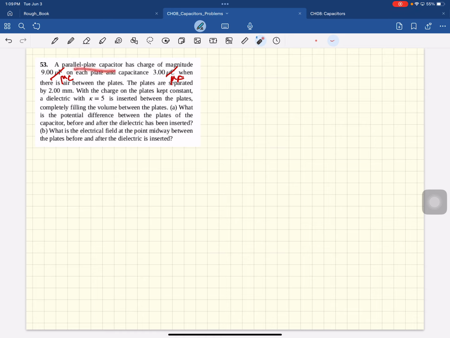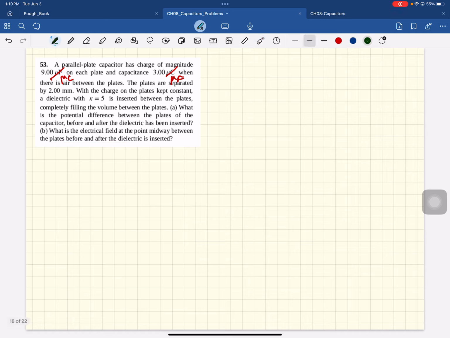A parallel plate capacitor has charge of magnitude 9 microcoulomb on each plate and a capacitance of 3 microfarads when there is air between the plates. The plates are separated by 2 millimeters. With the charge on the plate kept constant, a dielectric with dielectric constant 5 is inserted between the plates, completely filling the volume between the plates. What is the potential difference between the plates of the capacitor before and after the dielectric has been inserted? What is the electric field at the point midway between the plates before and after?